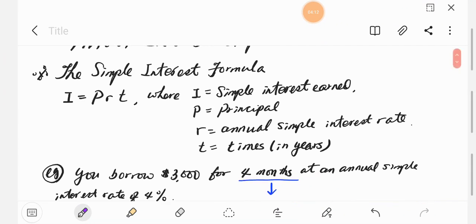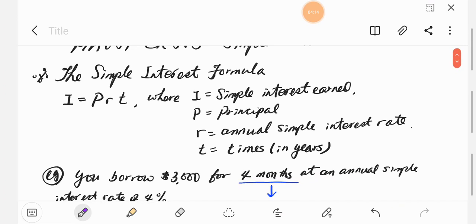Here is the formula. The simple interest formula is this: the interest after t years is the product of the principal, the annual simple interest rate, and the number of years, t. Very simple, right? I equals PRT. Like a printer, the abbreviation is PRT. So I equals PRT.